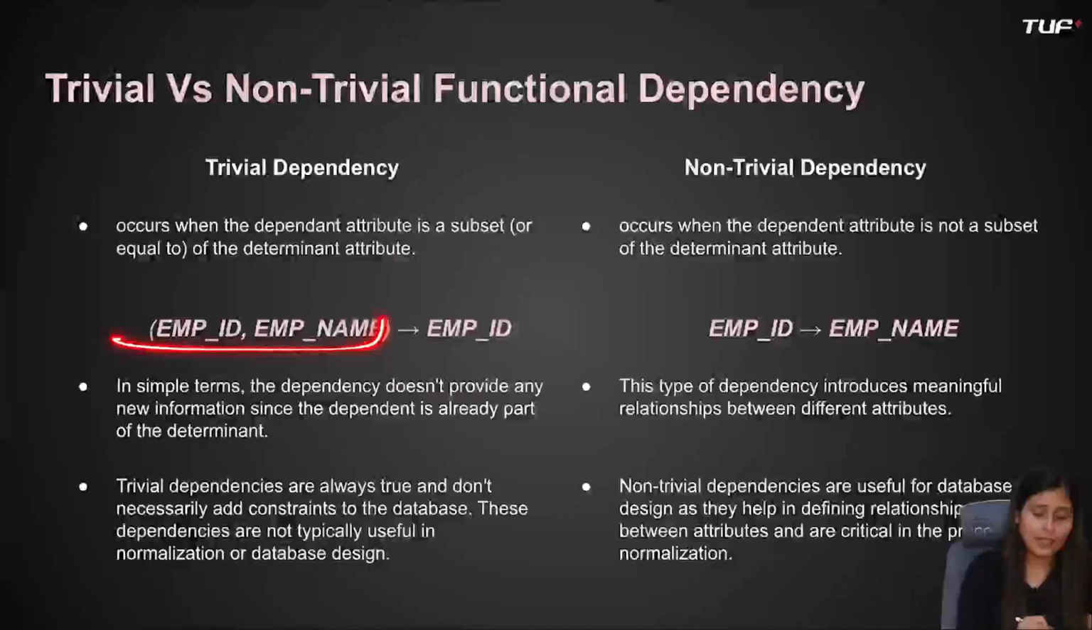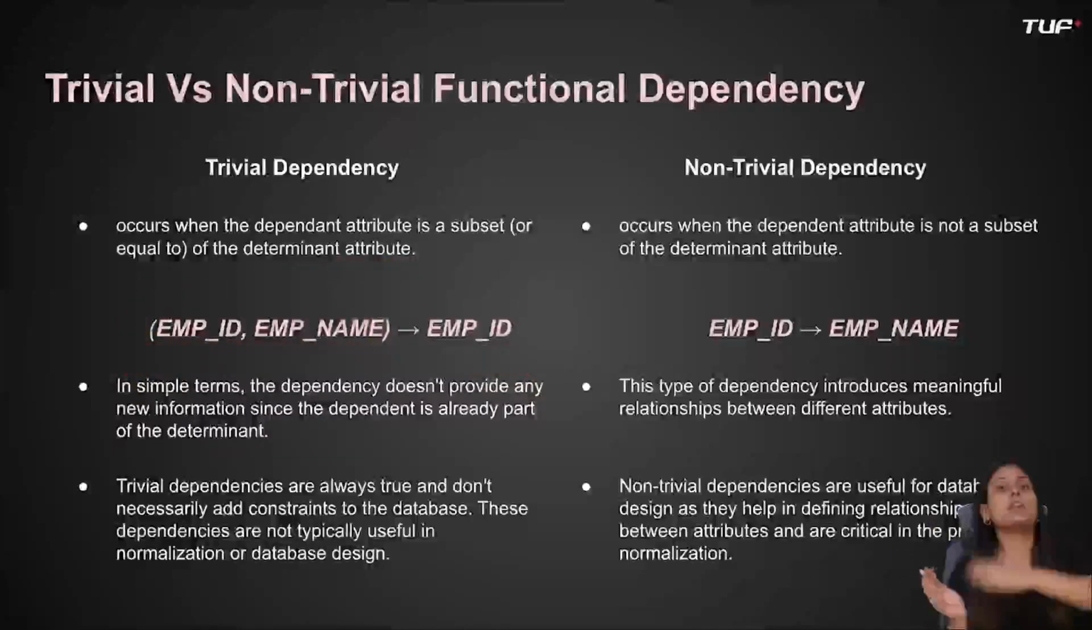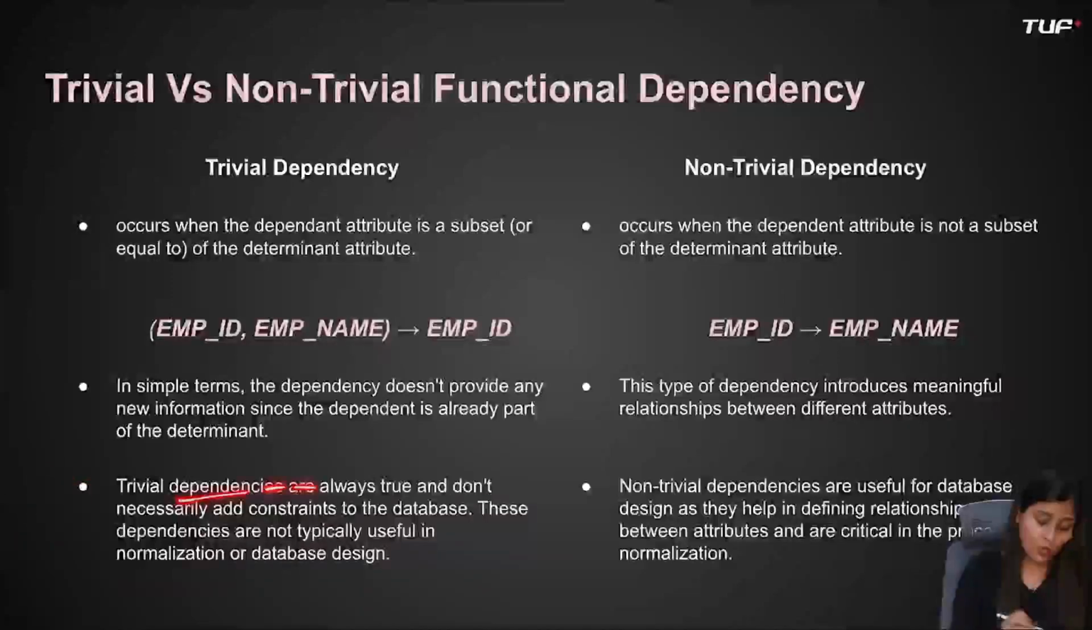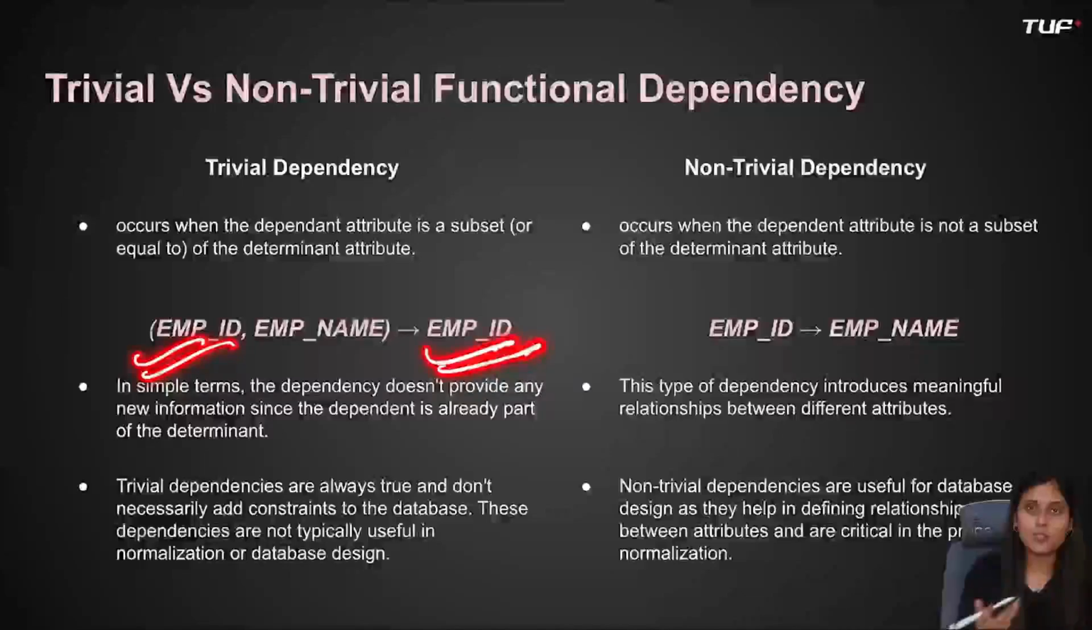So the left part is what we already have, and the right part is what we are finding the relation with the left part, right? So in the trivial case, we do not have any new information, and trivial dependencies are always true, but don't necessarily add constraints to the database. Obviously, employee ID is defining employee ID. This is true, right? But it is not giving any new information.